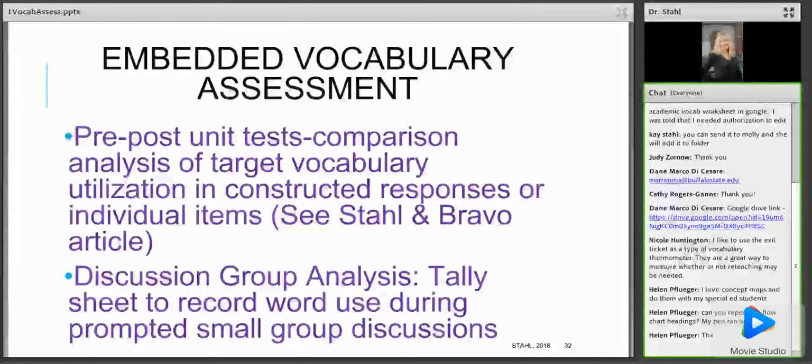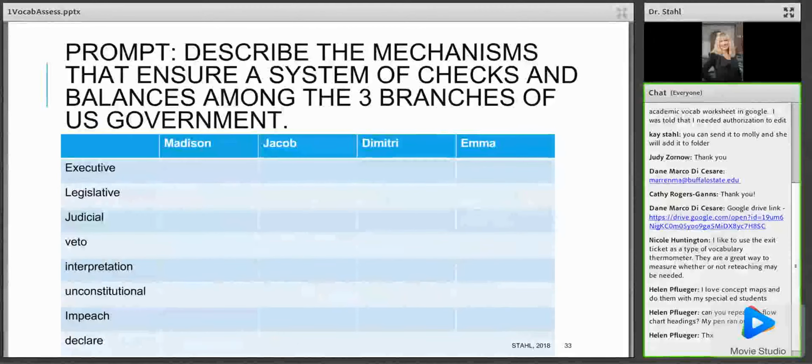Another one is a discussion group analysis. So there, you're going to give your students a prompt, and then you will sit in with a tally sheet and simply, as a listener, record their word use during the prompted small group sessions. Okay? So let's look at an example of that.